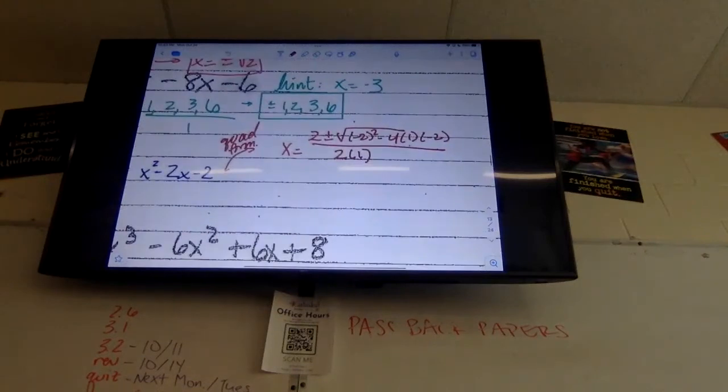Everybody's good with our quadratic formula? Okay, I'm going to just simplify and start solving. So 2 plus or minus root 4 plus 8 over 2, which is going to be 2 plus or minus root 12 over 2.